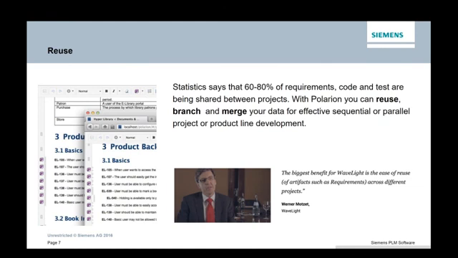Statistics say that 60 to 80% of requirements, but not just requirements, also code and tests, are shared between projects, and there are different best practices and ways to effectively reuse and share data between projects. These are the core pillars of our solutions, and now I will focus on those 4 steps: how to gather, author, approve, and manage requirements. We'll start first with the gathering process, and I will try to keep it really simple today. If it is oversimplified, please ask questions so we can go into more detail at the end of my presentation.